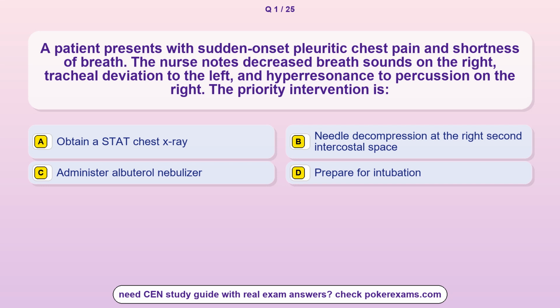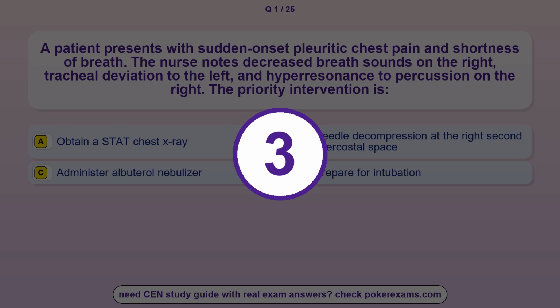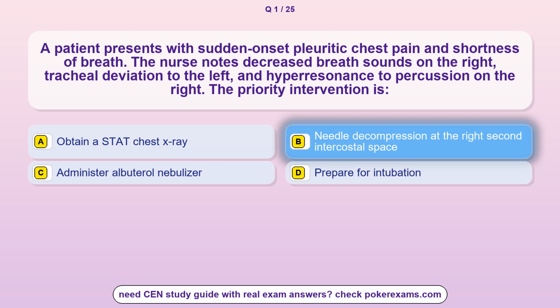Question 1. A patient presents with sudden onset pleuritic chest pain and shortness of breath. The nurse notes decreased breath sounds on the right, tracheal deviation to the left, and hyperresonance to percussion on the right. The priority intervention is: Option A, obtain a stat chest X-ray. Option B, a needle decompression at the right second intercostal space. Option C, administer albuterol nebulizer. Option D, prepare for intubation. The correct answer is option B, needle decompression at the right second intercostal space.